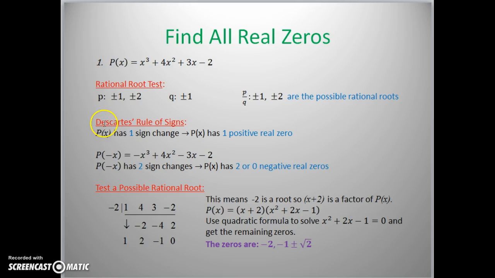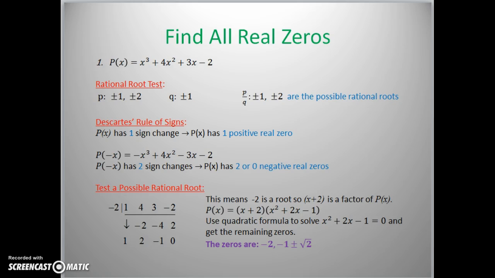Alright, now to use Descartes' rule of signs. In p of x, we count the sign changes from term to term. So I have no sign change, no sign change, here's one sign change. So I have one sign change, which means that p of x has one positive real zero. I do not have to reduce that by a multiple of 2, because if I subtract 2 from 1, I get a negative, and I can't have a negative number of zeros.